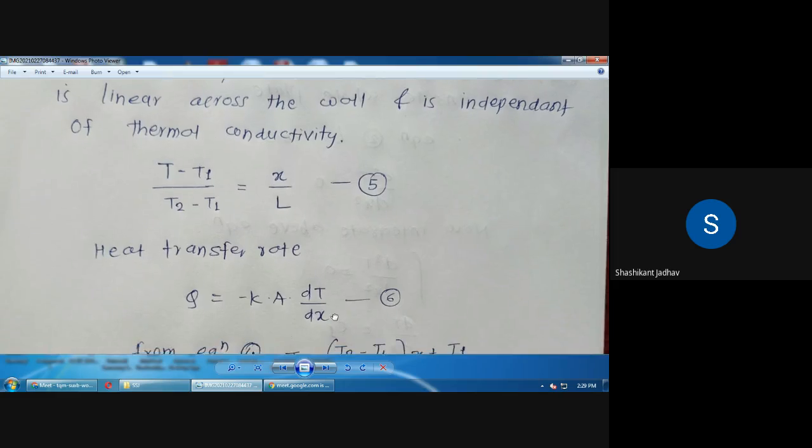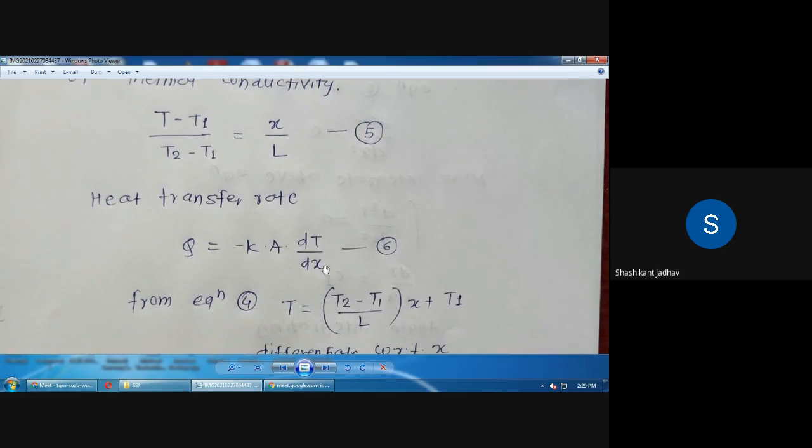So in this case we have to put the value of dT by dx. From equation 4, what is equation 4? T is equal to (T2 minus T1) divided by L into x plus T1. So we need the value of dT by dx, so we have to take the derivative of equation number 4. Equation number 4 काय आहे? T is equal to (T2 minus T1) divided by L into x plus T1. We take the derivative of this, then we get the value of dT by dx, and put that value into equation number 6. From that we get the value of Q, that is the heat transfer rate.